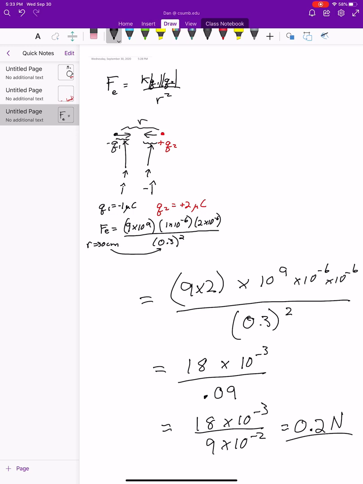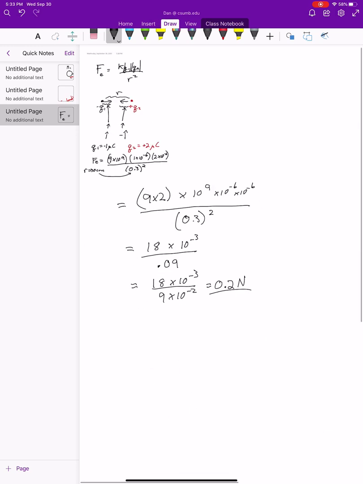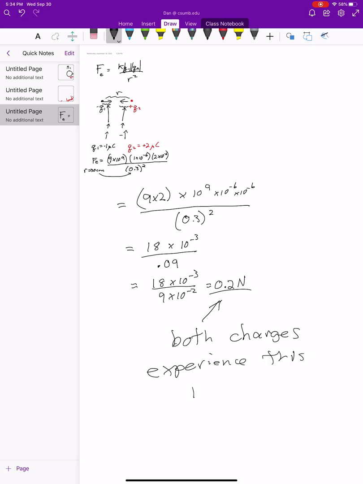And this looks familiar, perhaps, because you might have seen an example like this. All right, so that's the size of the force that both charges experience. Even though one charge is bigger than the other, both charges experience the same size force. Now the question is, what's the direction? How do I write it? I could certainly say, okay, this one on the left, let's say Q1, experiences the force to the right, and I could write 0.2 newtons. And the other one, Q2, experiences a force of 0.2 newtons to the left.